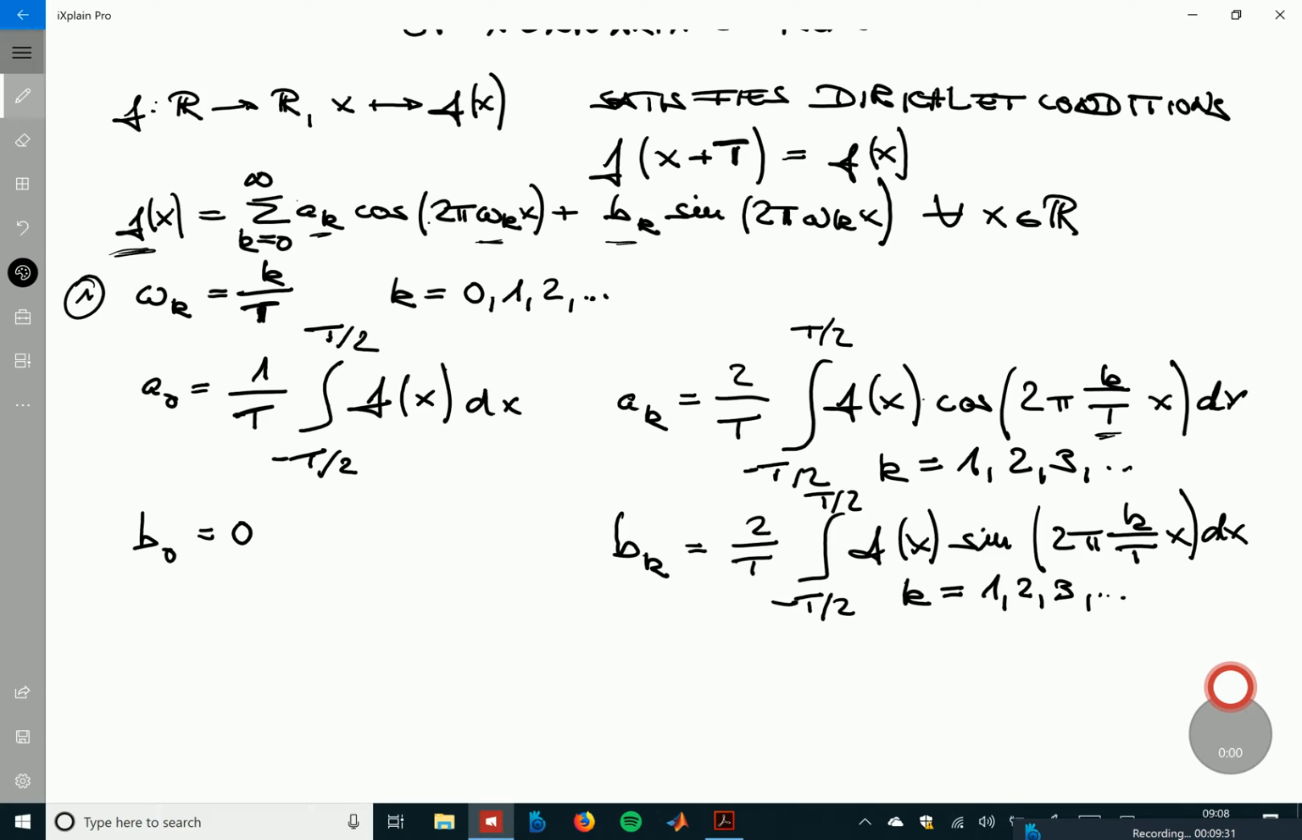We have to compute this integral, and then the same for the sine coefficients. b0 we can set to 0, and bk we need to compute integrals of f(x) times the sine function with the circular frequency omega k. So essentially, to compute the omega k, we don't need to compute much. We just have to divide the k by T, and for the coefficients we need to evaluate integrals.